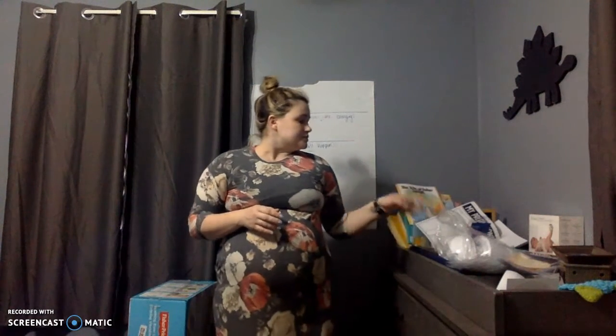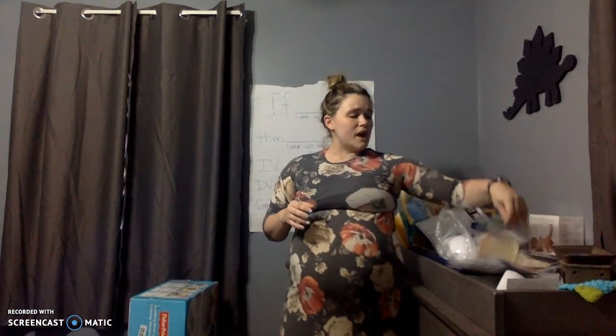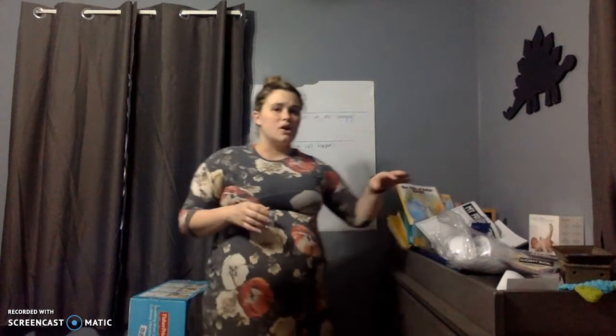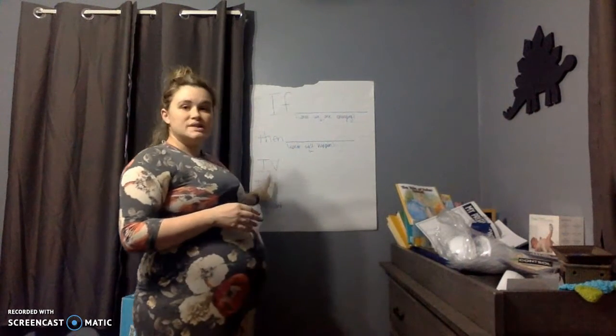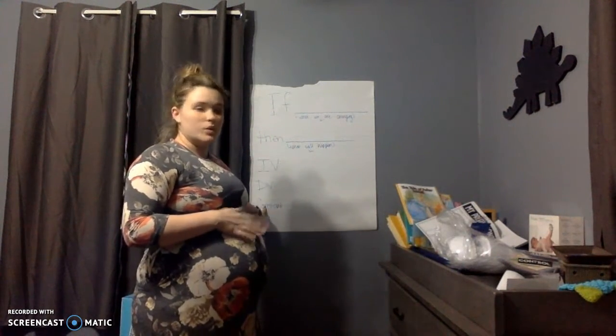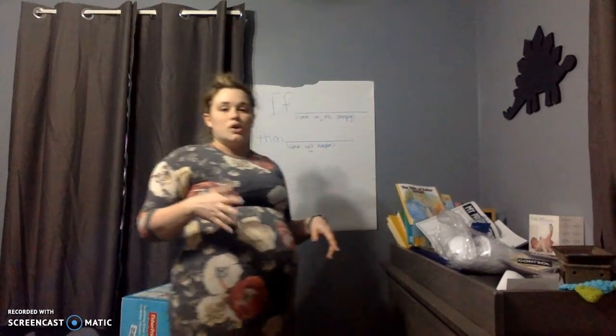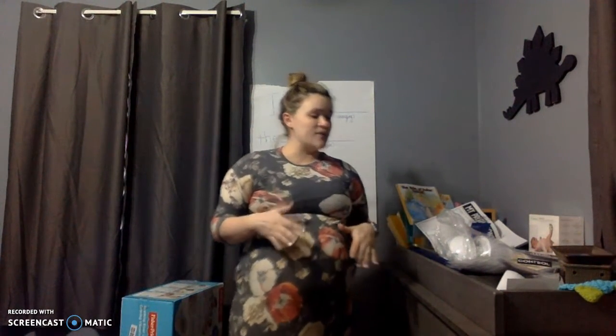So now we've kind of talked about what an independent variable, a dependent variable is, and a control group. We've kind of talked about that, right? So we're going to figure out what those are for our experiment, and then we're going to put them into practice.